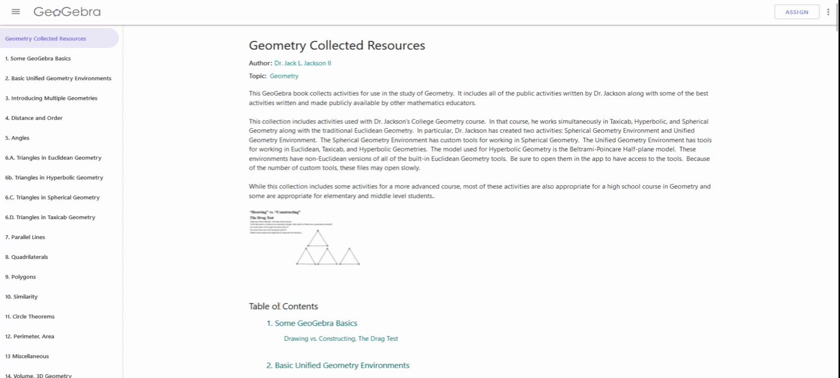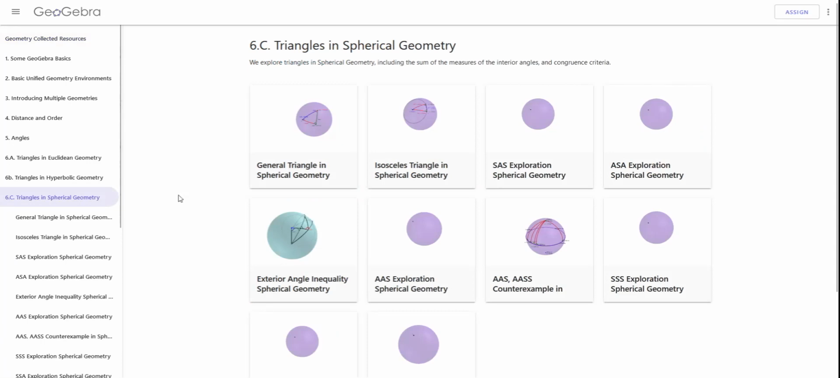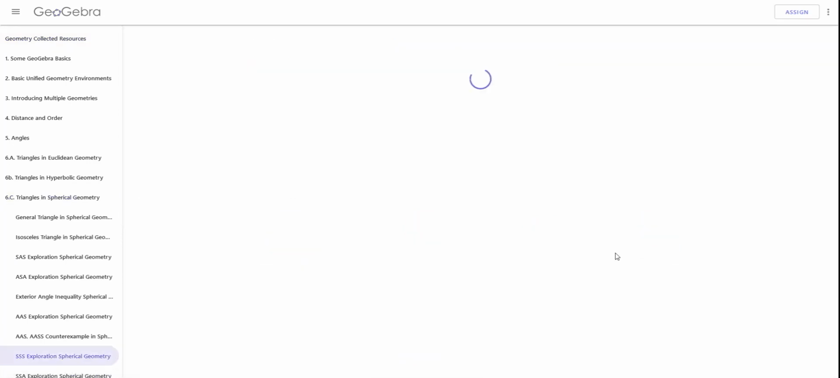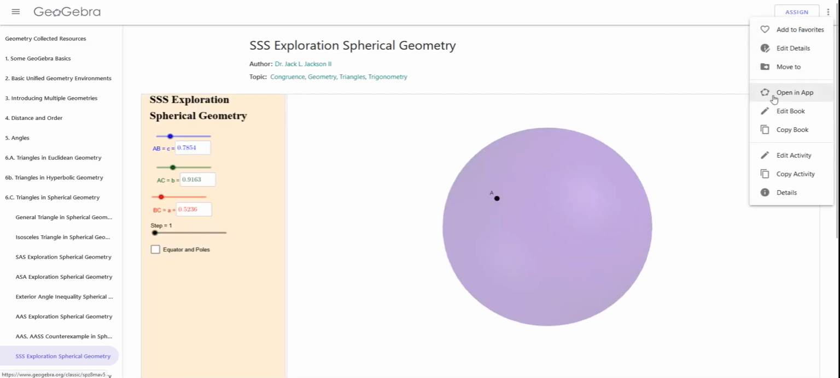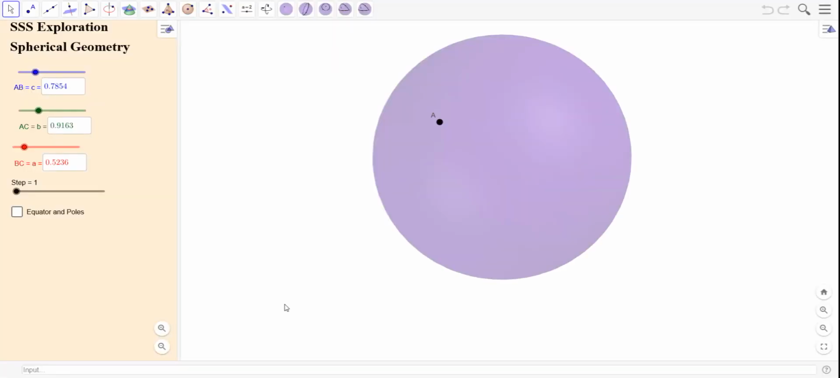Let's continue our exploration of the side-side-side condition, and this time let's do it in spherical geometry. So let me find the right one. Here it is. We found that the side-side-side condition worked for Euclidean and hyperbolic geometry. How about spherical? Okay, so basically it works the same as in the other two cases.